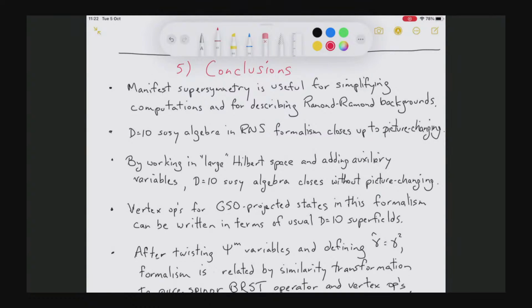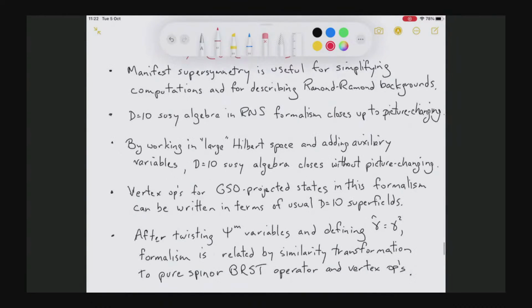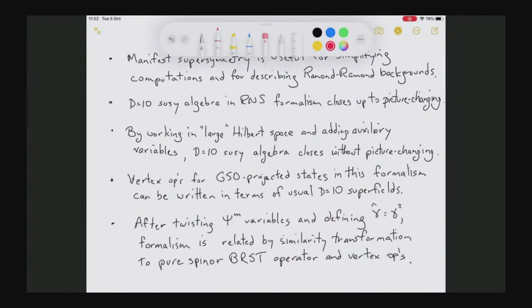Okay, now in this formalism, the vertex operators, at least for the GSO projected sector, can be written in superspace, so in terms of the usual 10-dimensional superfield. So this is, of course, very different from the RNS formalism. It turns out for GSO unprojected states, you can't do that. You have to introduce spin fields.